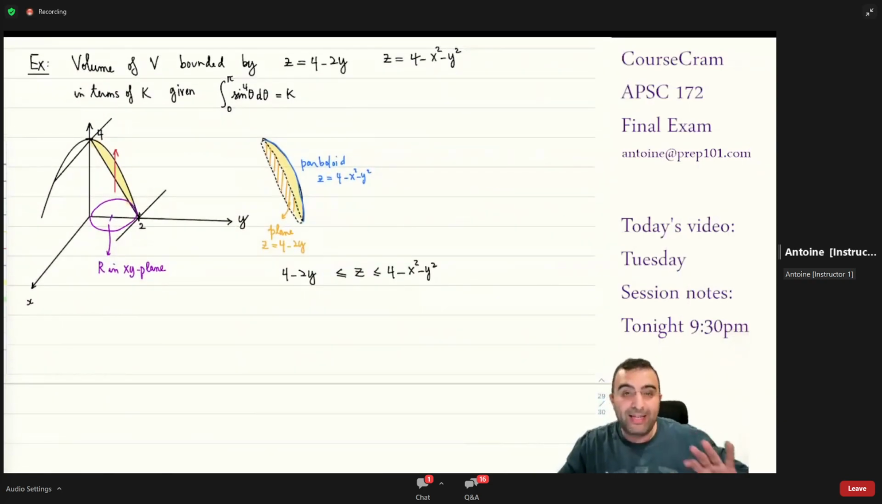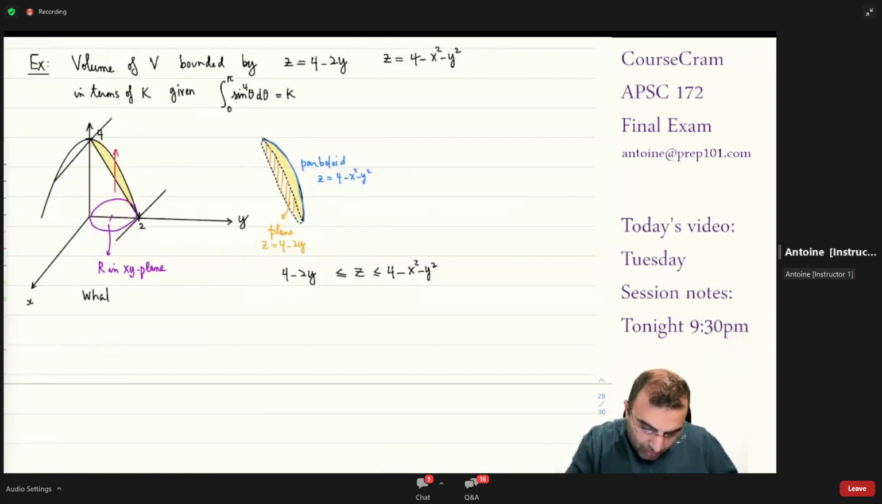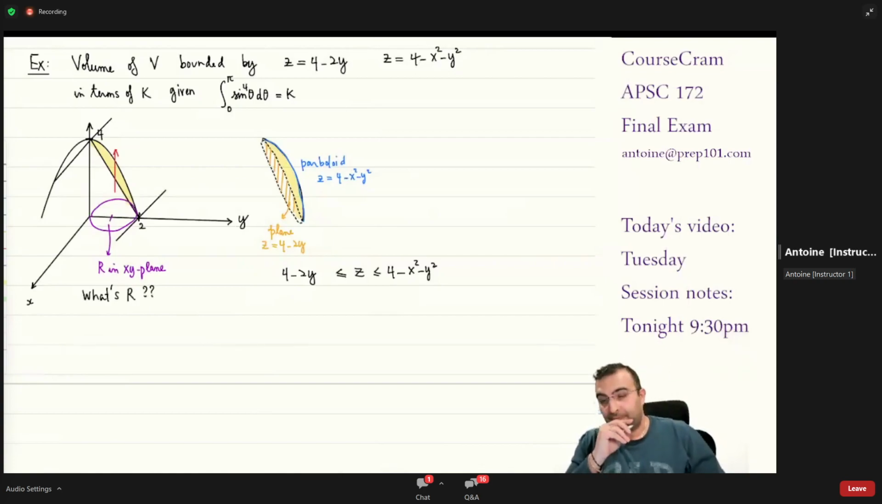Now, I'm going to give you a minute to do it on your own. How do I find my region in the XY plane? My question to you is, what's R? So, what's R, ladies and gentlemen?